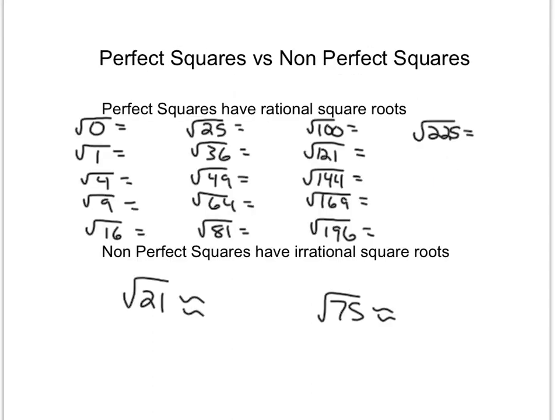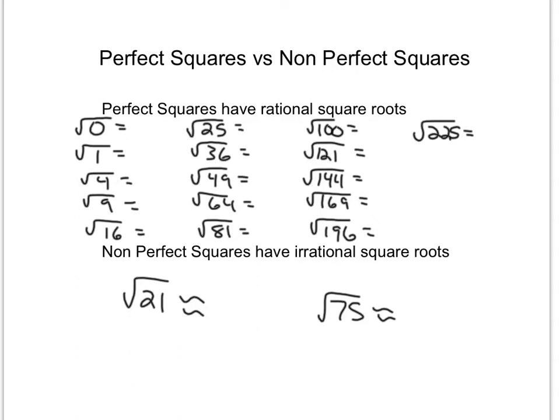Okay, one of the things you want to know for this entire unit is the difference between perfect squares and non-perfect squares. A perfect square number has a rational square root. A rational number is either a whole number, positive or negative, or a decimal number that stops or repeats itself. So a rational number is pretty much anything except for a decimal like pi that goes on forever and never repeats. Some examples of perfect squares are listed here, and these are ones that you'll definitely want to know for the entire unit.